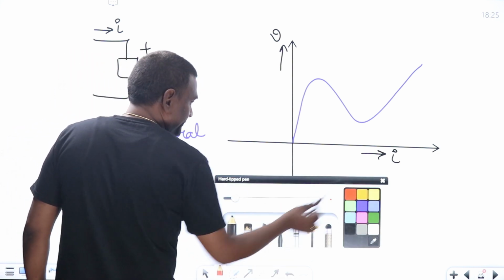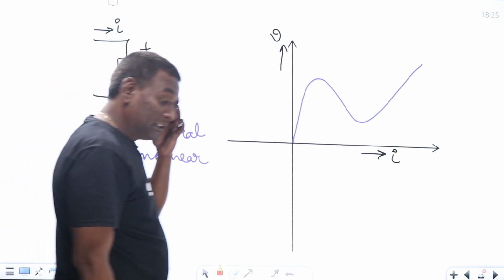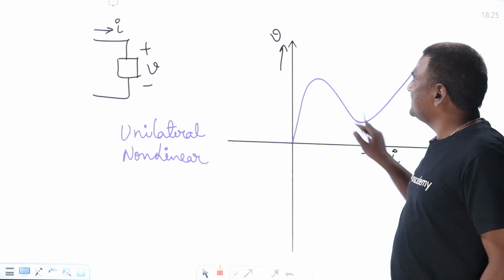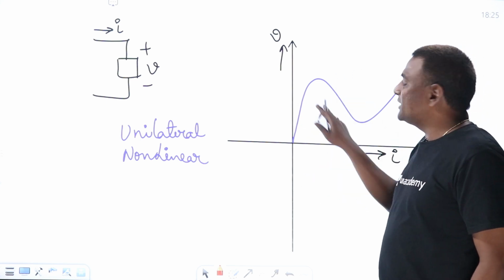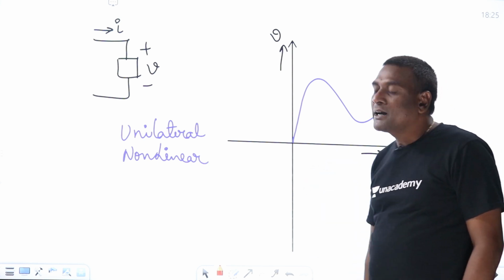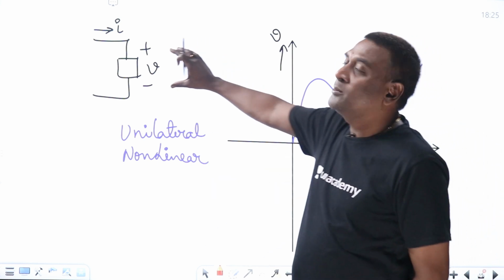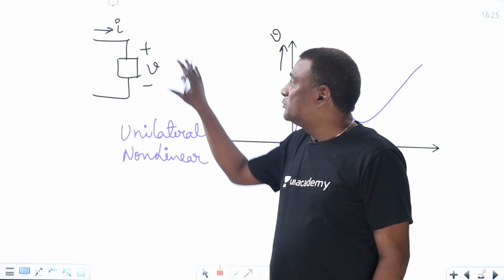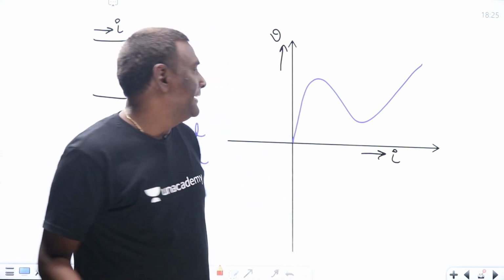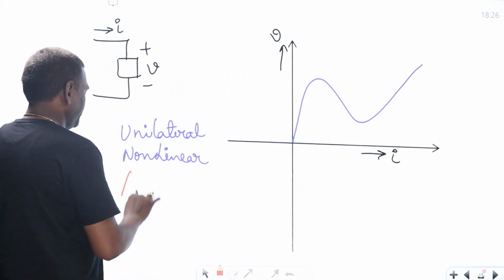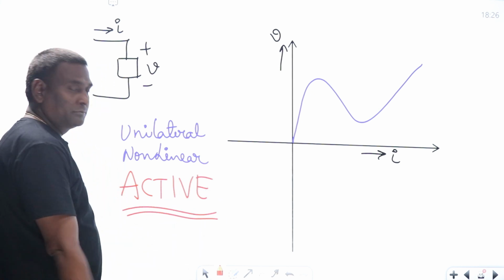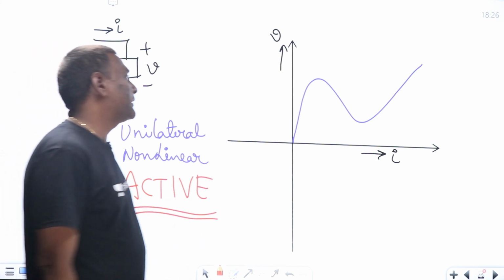Now let us think of active. Is it active or passive? Maybe you may think that characteristic is there in the first quadrant only. So voltage multiplied by current is going to be, voltage is positive, current is positive. So voltage multiplied by current is going to be positive. So it is going to absorb positive power. So it should be passive. No, no. It is active. Why is it active?